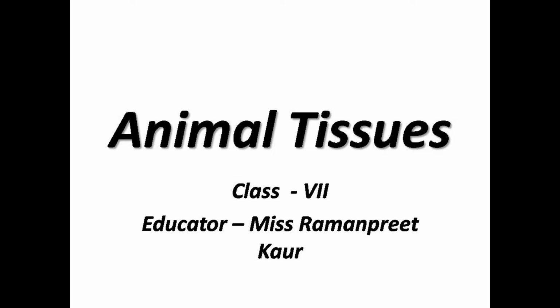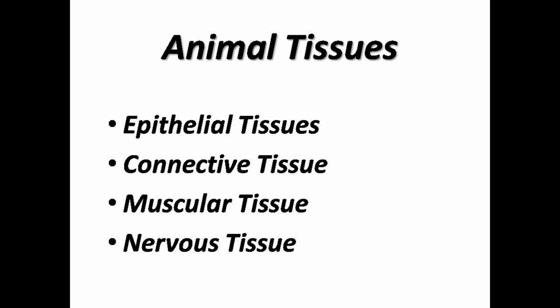Our today's topic is animal tissue. As you know, a group of cells performing a specific function is called tissue, and today we will learn about different kinds of animal tissues. Animal tissues are of four types: epithelial tissue, connective tissue, muscular tissue, and nervous tissue.